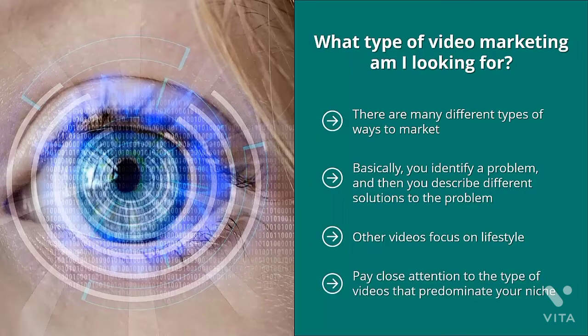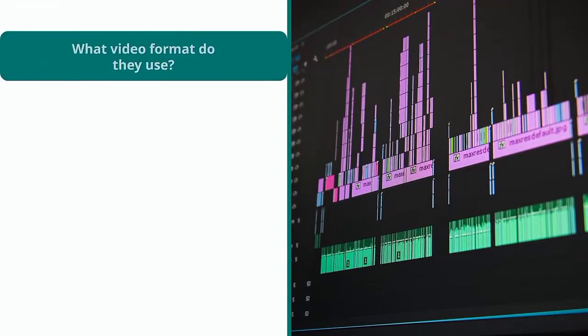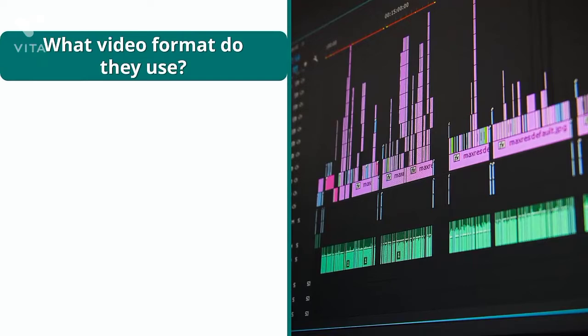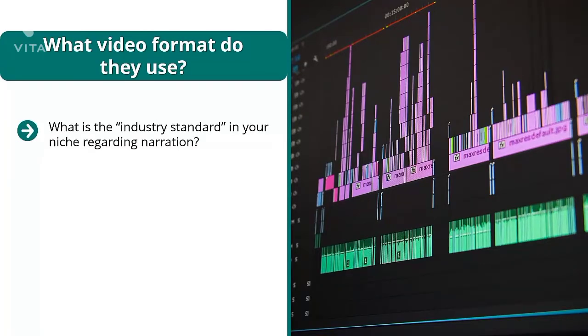Pay close attention to the type of videos that predominate your niche. If it turns out that most of your competitors are targeting your niche through product review videos, then this is the clue you need to offer mostly review videos. What video format do they use? What is the industry standard in your niche regarding narration? How do your competitors present the problem, position the solution, and present the value?